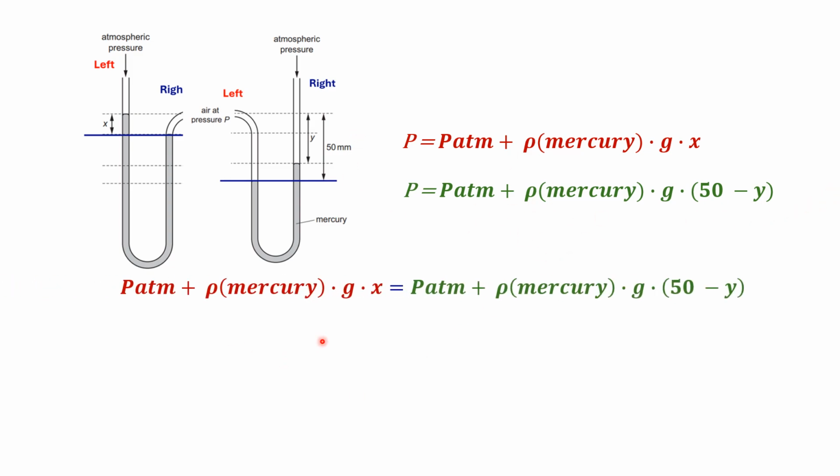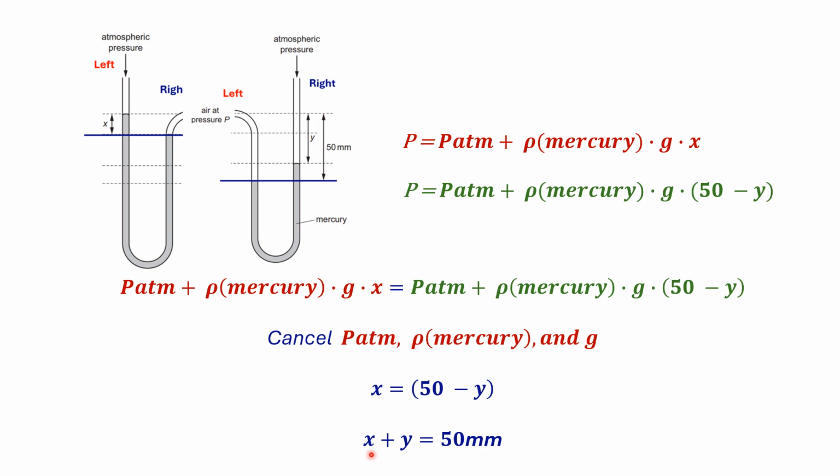So now we are going to equalize both, and we are going to cancel the atmospheric pressure, the density of the mercury, and g. And what is left? x from the left side is equal to 50 minus y. Rearrange a little bit better: x plus y is equal to 50 mm.